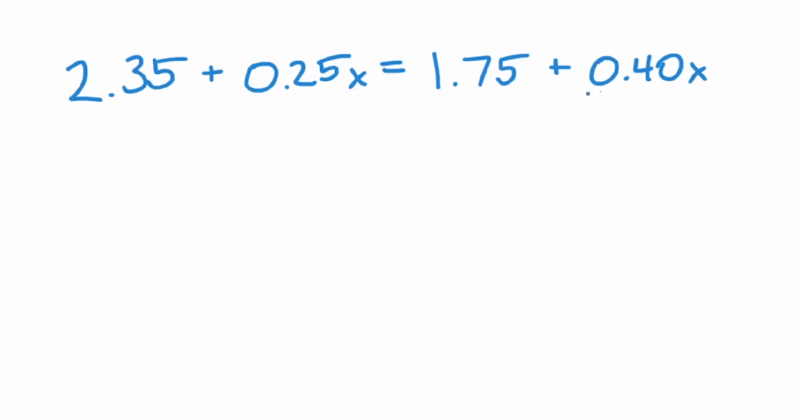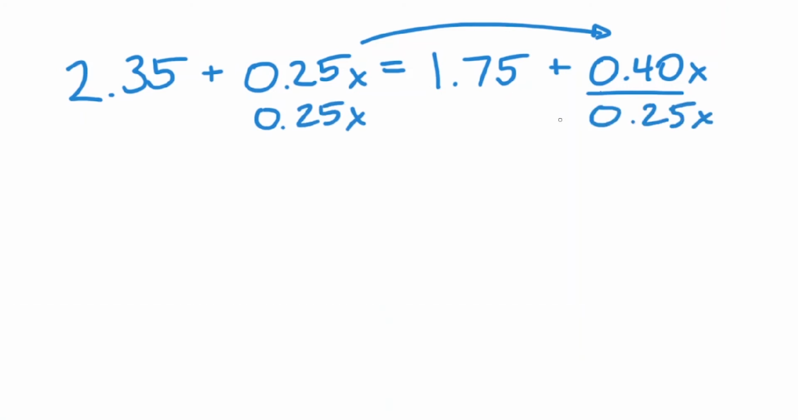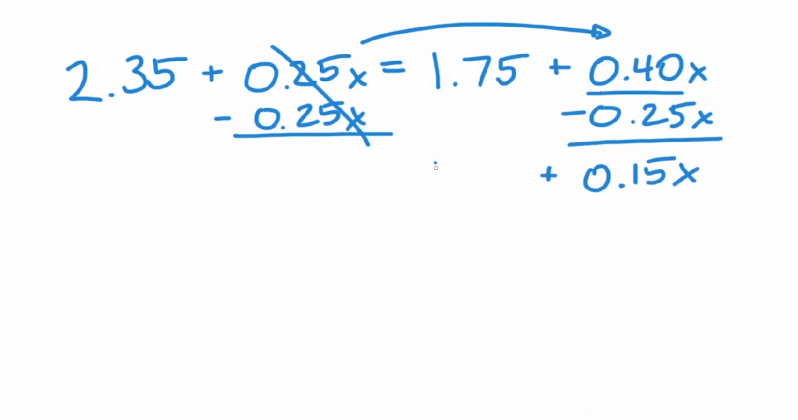Since we have x's on both sides of the equation, let's move all of the x's to the side with the largest number in front of x. That way we don't end up with a negative number when we combine them. So let's subtract 0.25x from both sides. That's going to leave us with 2.35 equals 1.75 plus 0.15x.